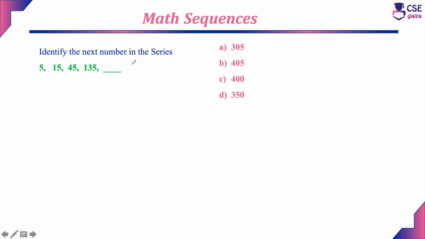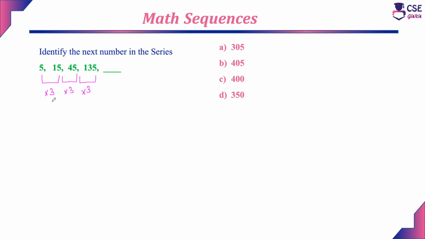Identify the next number in the series. 5, 15, 45, 135. And what is the next term we need to identify? So here, if you are considering this pattern, 5 and 15, this is multiply by 3, right? So if you multiply 5 with 3, we will get 15. And next, the second and third term is 15 multiplied by 3, we will get 45. Similarly, the third and fourth term is 45 with 3, we will get 135.